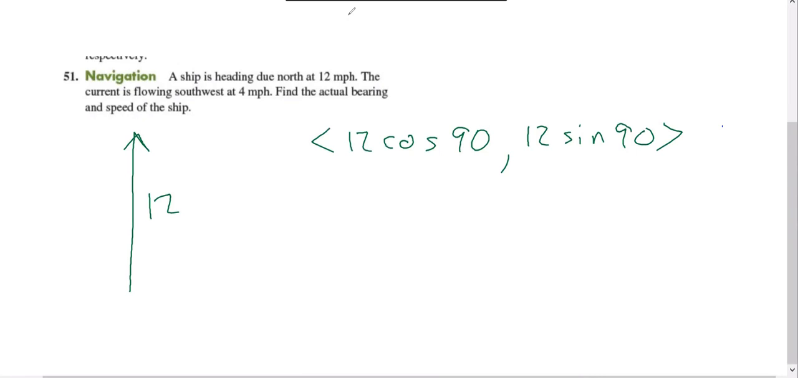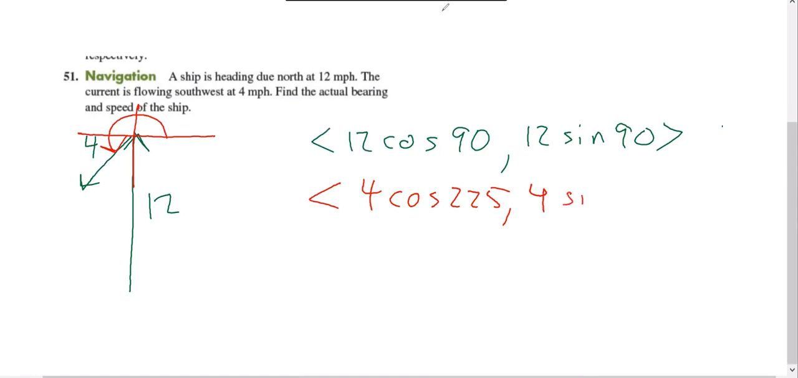The current is flowing southwest at 4 miles an hour. Okay, now if you would imagine kind of an origin right there, and figure out that angle right there. Wouldn't it just be like 180 plus whatever that is? Yeah, 180 plus 45, so it'd be 225. So this is 4 cosine 225, 4 sine 225.